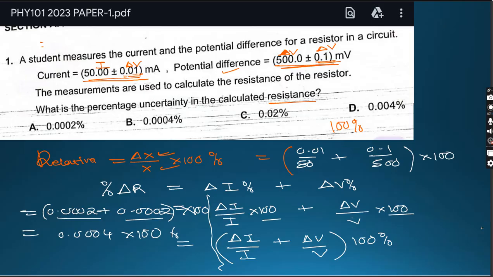Then we multiply by 100%, because we are looking for the percentage uncertainty. If you were just asked to find the uncertainty in the calculated resistance, we would have ended here, and that's why you would have confused yourself to go for option B. But our question is to find the percentage uncertainty, that's why we are multiplying by 100. So multiplying this by 100, we are going to get 0.04.